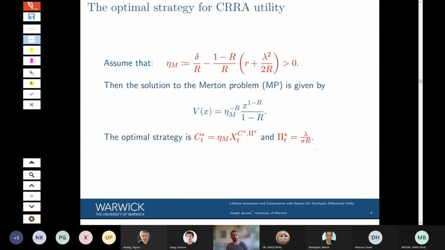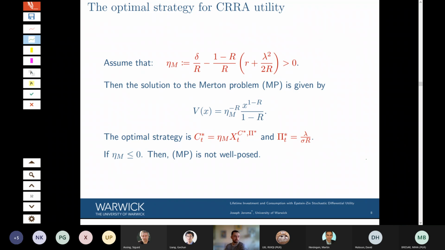If we assume this well-posedness condition, then we can find that the solution to the Merton problem is given by investing a constant proportion in our risky asset. Here, lambda is equal to mu minus r over sigma, which is the Sharpe ratio, or the market price of risk. So our optimal strategy is to invest a constant proportion of our wealth in the risky asset, and to consume a constant proportion of our wealth, which is given by this coefficient eta.